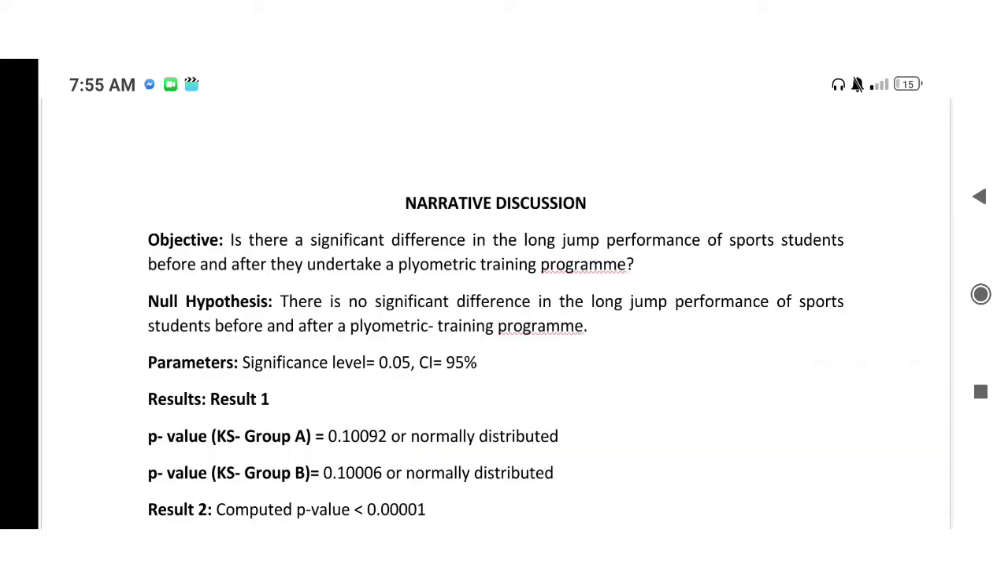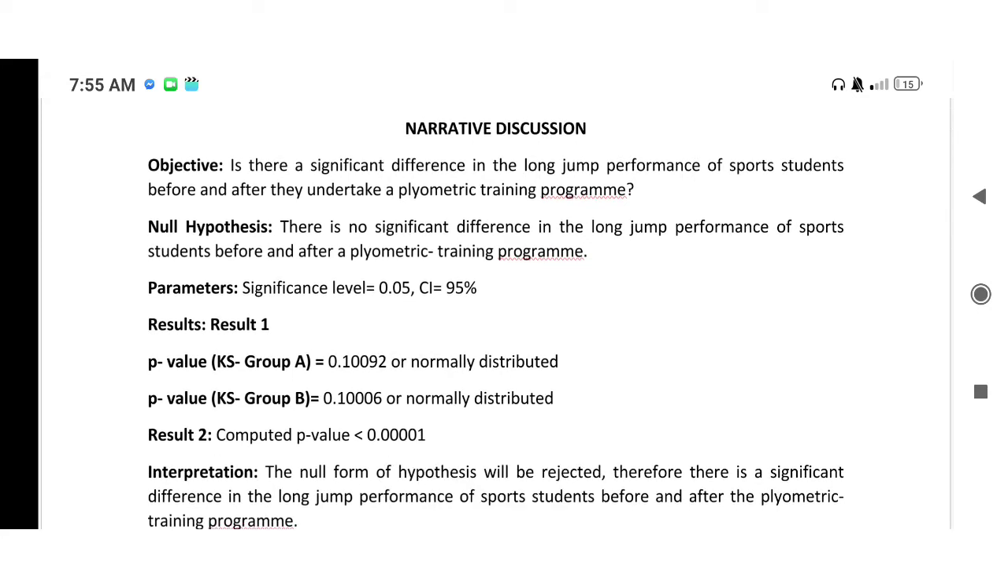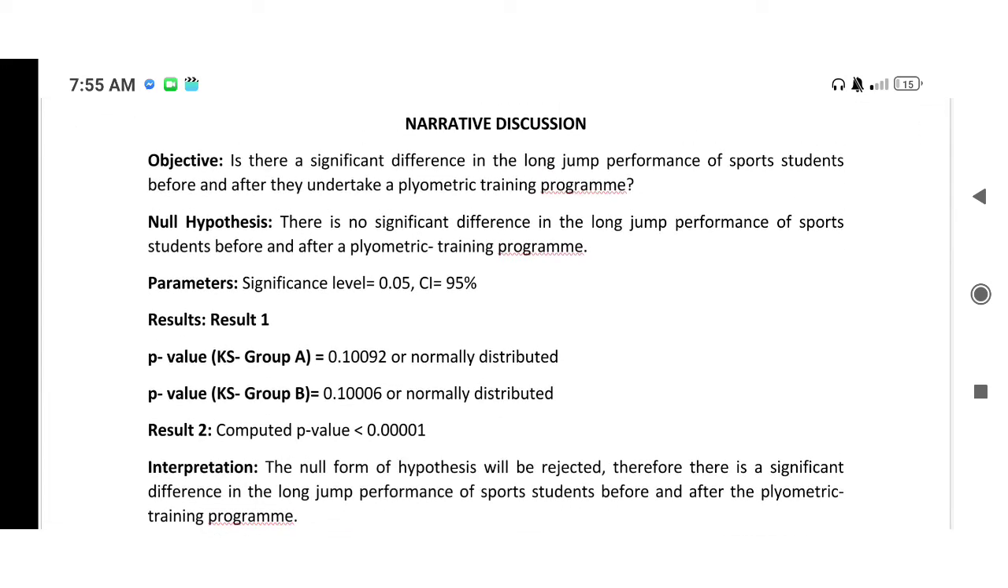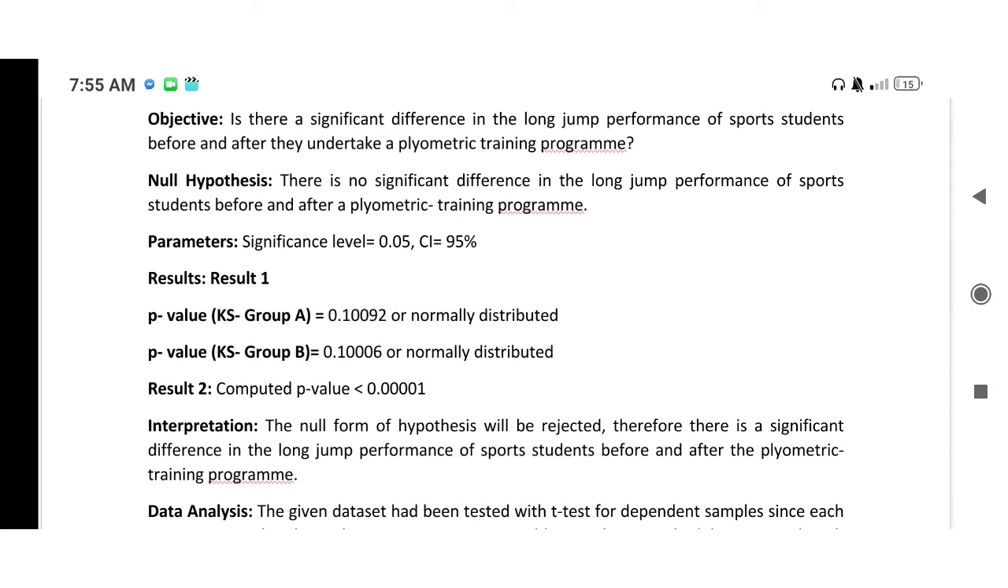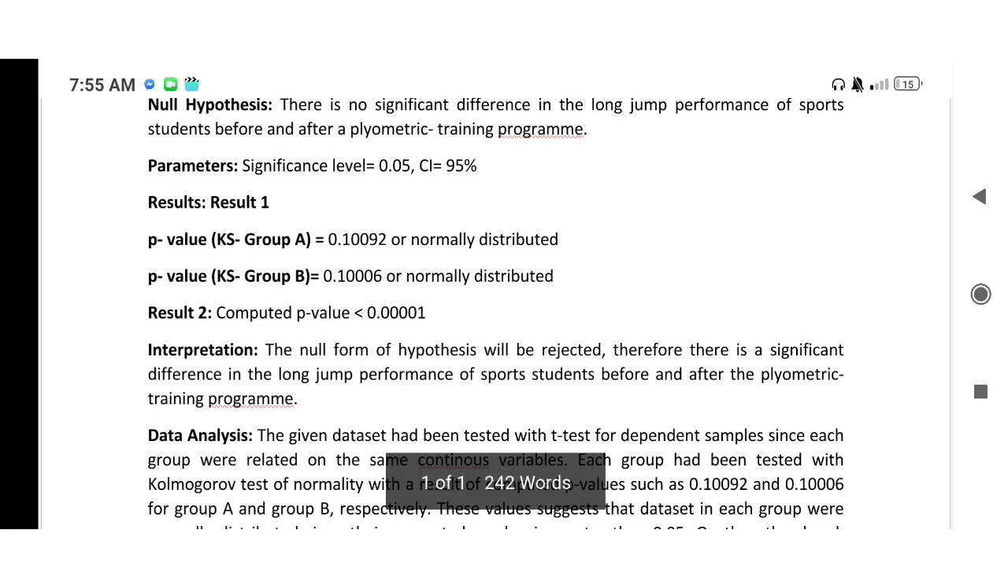To sum up the results, this is our narrative discussion. The objective: is there a significant difference in the long jump performance of sports students before and after they undertake a plyometric training program? Our null hypothesis: there is no significant difference in the long jump performance of sports students before and after a plyometric training program. Parameters: significance level is set to 0.05 and the CI is 95%.